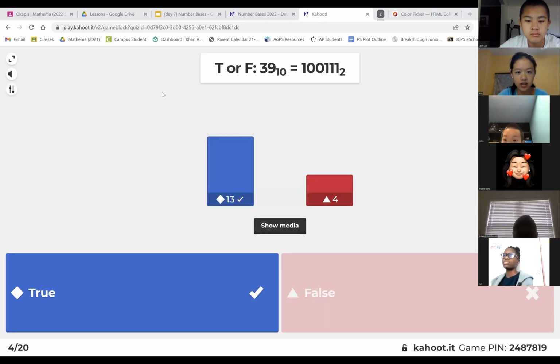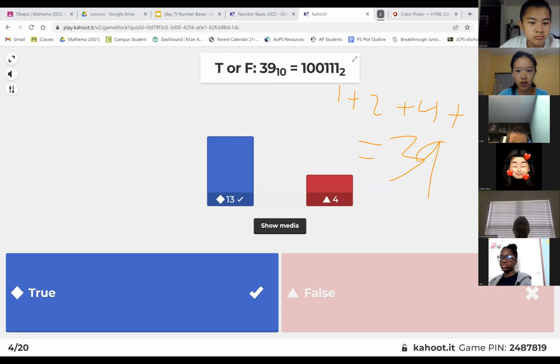Okay, so this 39 equals this number. So we can convert this number so that 1 plus 2 plus 4 plus, and then this would be 32. So that would be 32 plus 7, so that would be 39. So this is true.